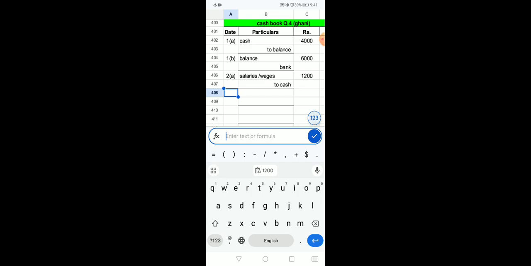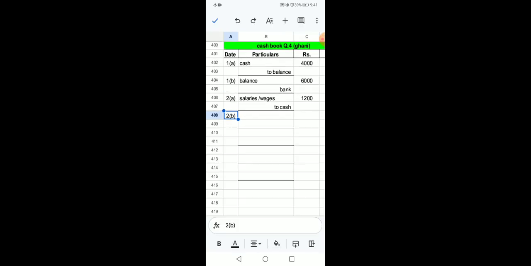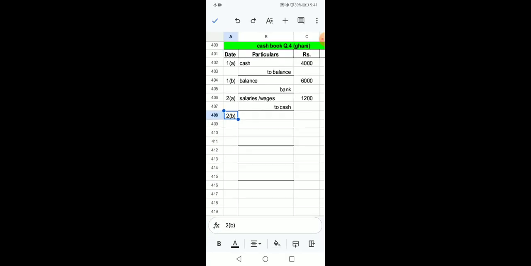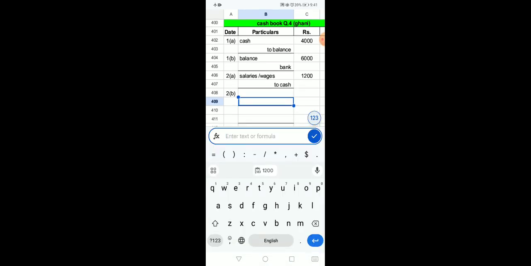Okay, close it. Now we will do the 2B entry, which is the second part of the question, the second part of the transaction. 2B is saying that rent is being paid by check. Rent is paid by check. When you pay your rent by check, it means you will be issuing a check. When you issue the check to the person to whom you are paying the rent, he will go to your bank, present that check, and with it withdraw the amount from your bank account.